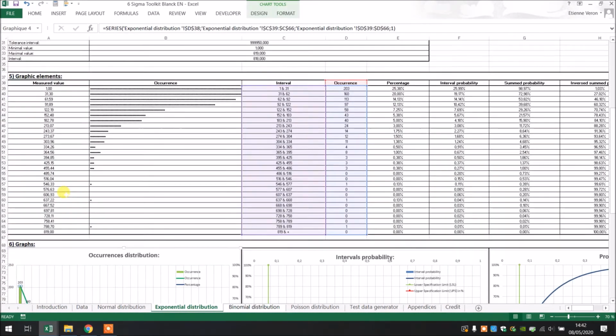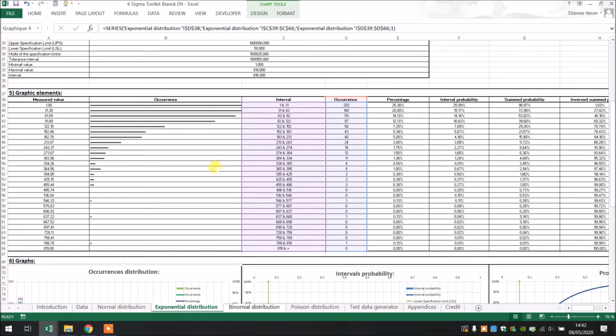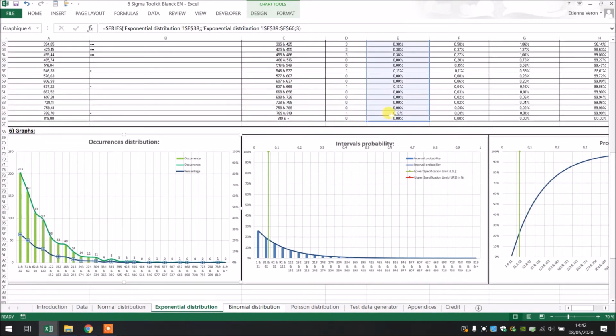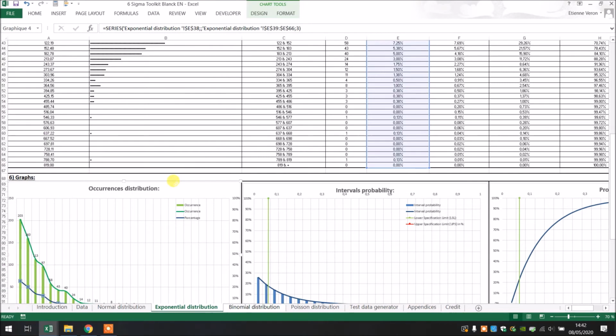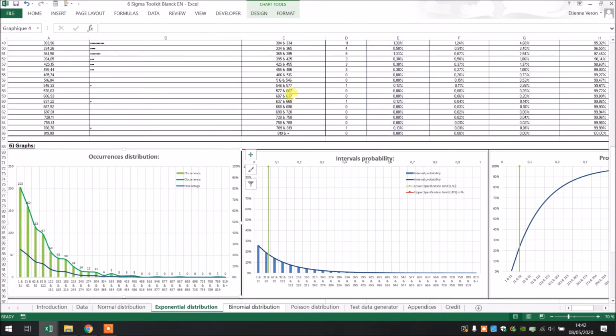So right here, we have the interval and the occurrences, so we can see the distribution, and then we have the percentage. So this is according to your data.